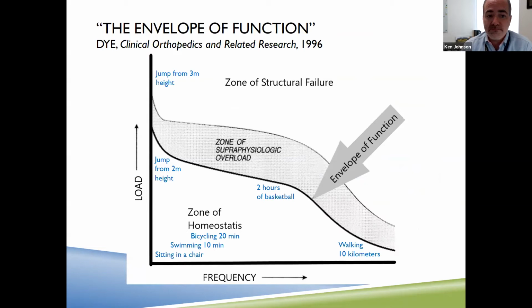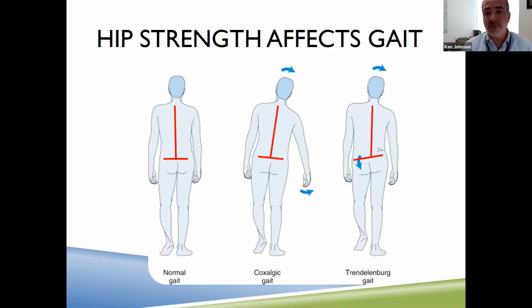Certainly there are very traumatic things that we can do. Jumping from a 3-meter height is going to significantly load our tissue and cause pretty significant traumatic stress, whereas walking for 10 kilometers is probably not going to be as debilitating or devastating on our joints. So trying to find ways in which we can influence or modify that envelope of function that allows people to do whatever it is they need to do is critical.